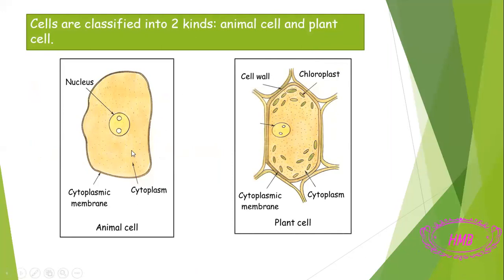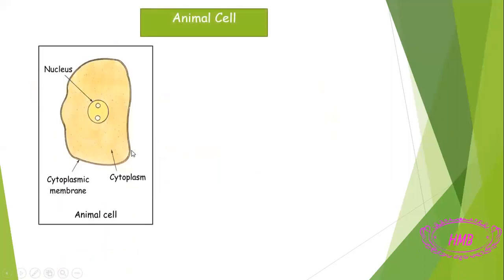Let's start with the animal cell. First of all, let's study it. In order to study the animal cell, we will use a microscope and we will put any cell that we choose from our body. It can be a cheek cell, a blood cell, a bone cell, a muscle cell, whatever, because all of them have the same parts. And if we look at the animal cell under the microscope, we will see that it has an outer membrane or outer covering.